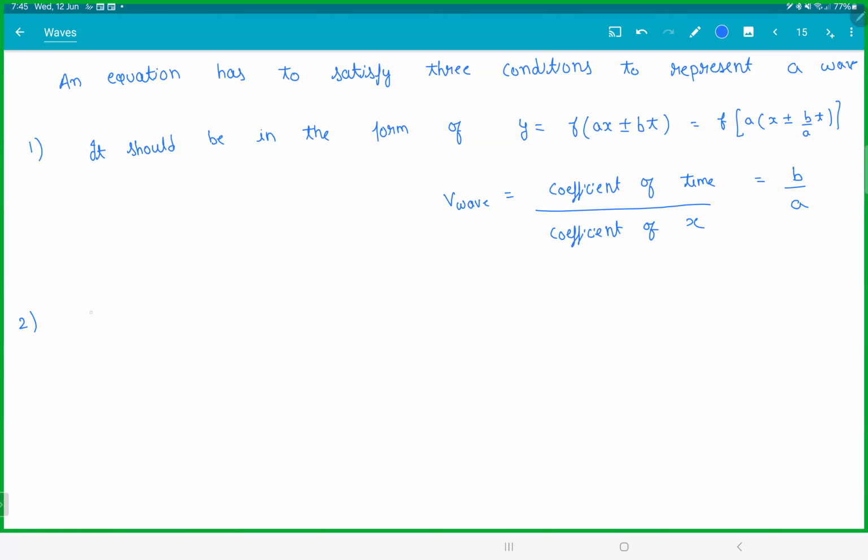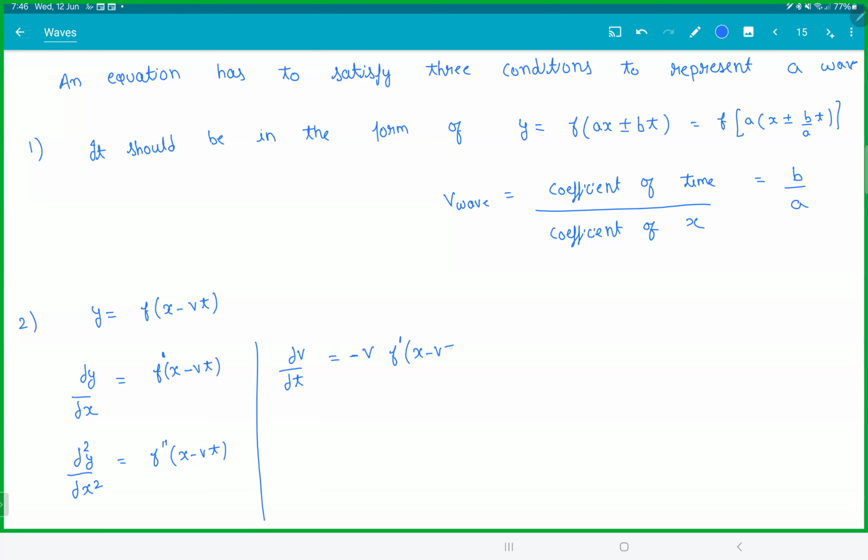The second one: if you take y is equal to f of x minus vt, there are two variables here, so I have to do partial differentiation. Dou y by dou x would be f dash of x minus vt. If I differentiate this again, dou square y by dou x square would be f double dash of x minus vt. Same thing with time: remember it's a chain rule, so we differentiate x minus vt and that minus v will come out, giving minus v f dash of x minus vt. Dou square y by dou t square, the double differential, would be v wave square times f double dash of x minus vt.